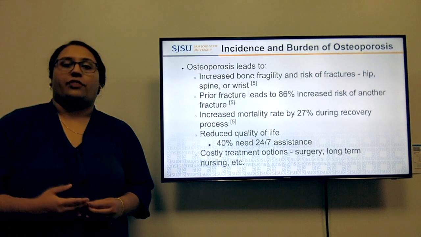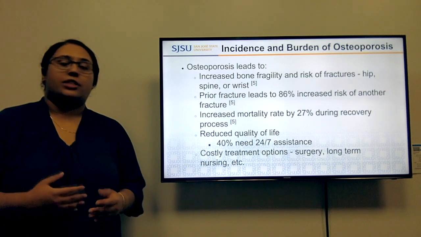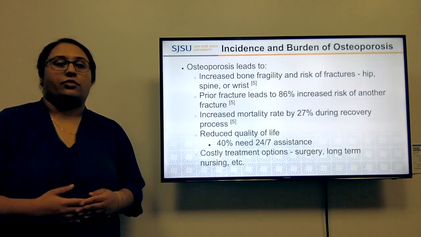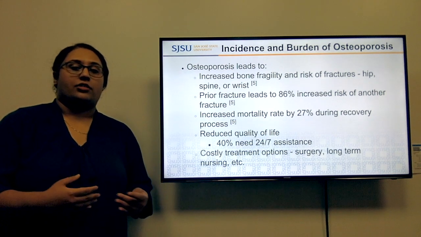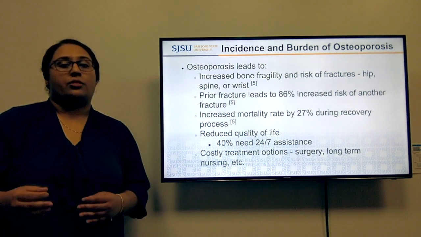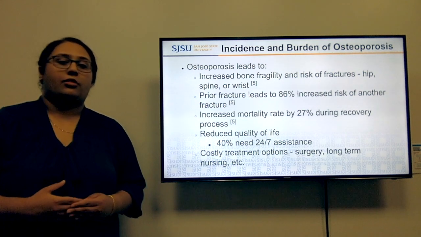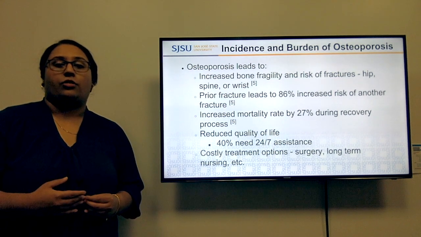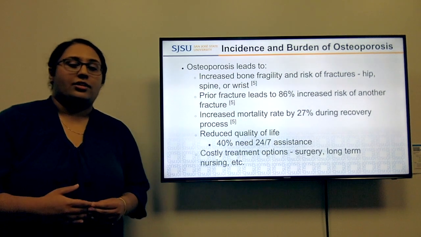So, the incidence and burden of osteoporosis. Osteoporosis leads to increased bone fragility and risk of fractures, particularly in the hip, spine, or wrist areas, because those are the areas that take the most amount of gravitational forces through everyday activities or if they were to fall. And if a patient were to suffer a fracture, then there is an increased 86% risk of fracturing the same side again, which also contributes to an increased mortality rate of 27% during the recovery process. This leads to reduced quality of life for around 40% of the patients who require 24/7 assistance, which makes osteoporosis a very expensive disease.